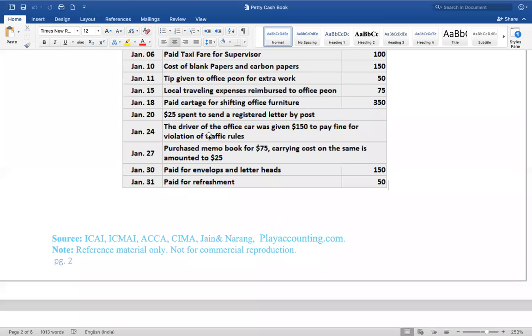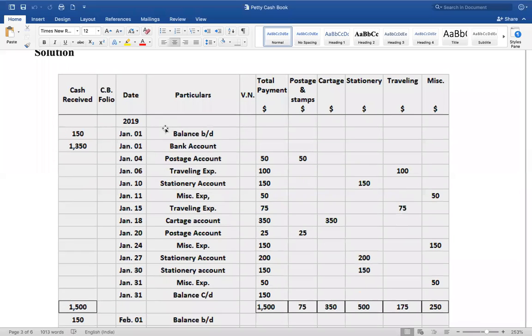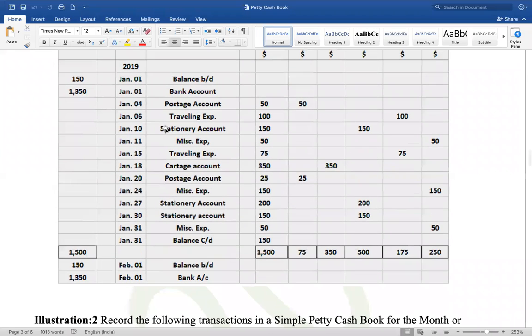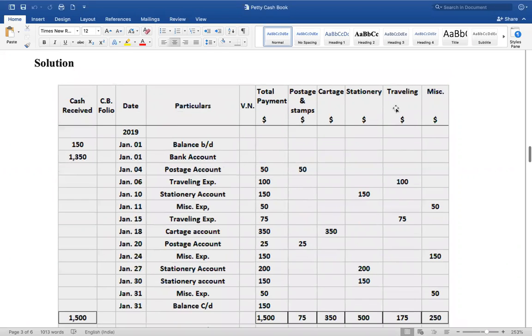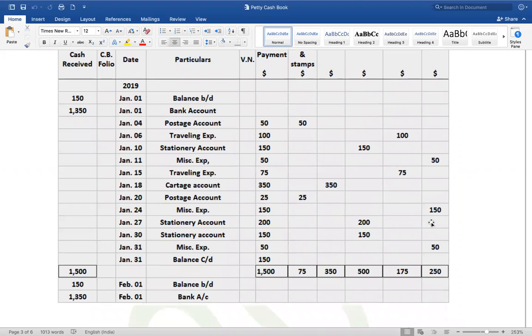The driver paid the fine of 150 on 24th. Sir, he paid the challan. He comes to the office and tells the petty cashier, sir, I have to pay a challan. Why? I have jumped the signal. Violation of traffic. So 24th, miscellaneous. There is no heading for this, so it comes under miscellaneous, 150. And the same is taken in the total also.